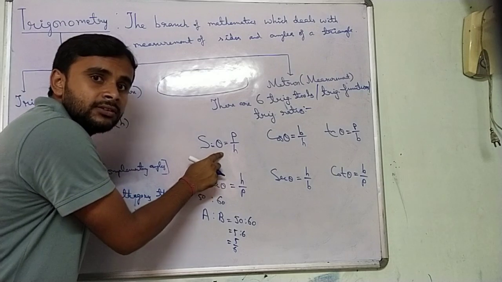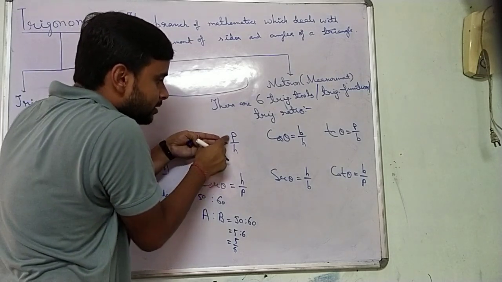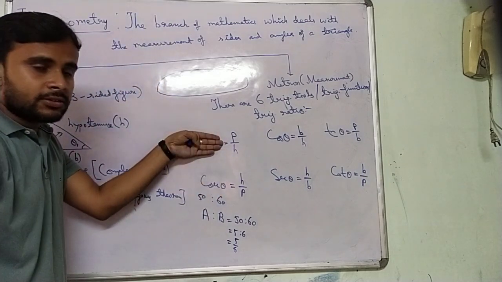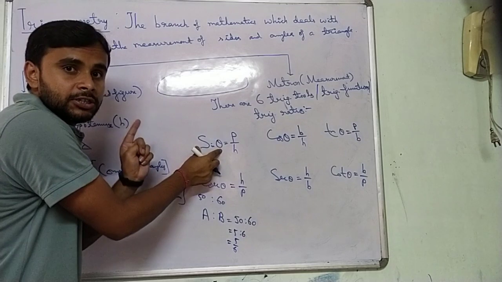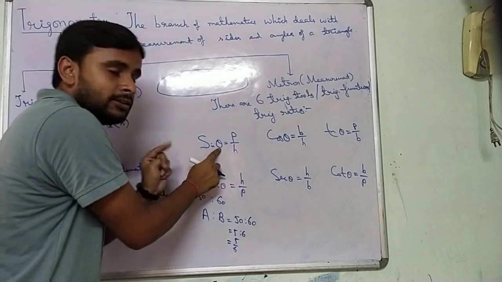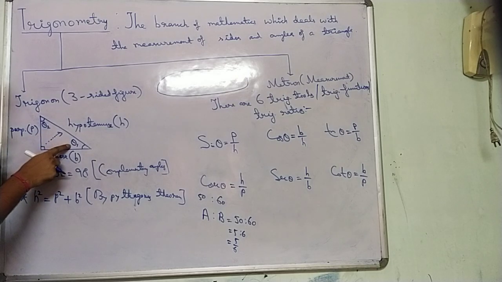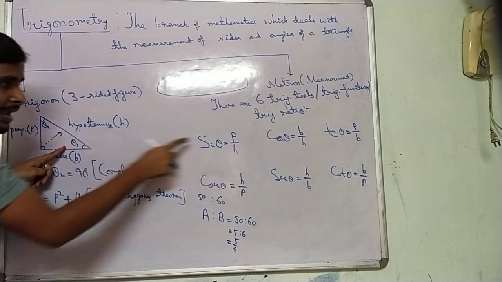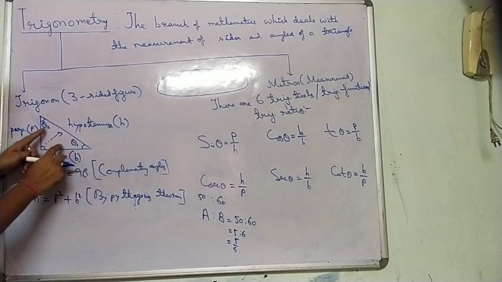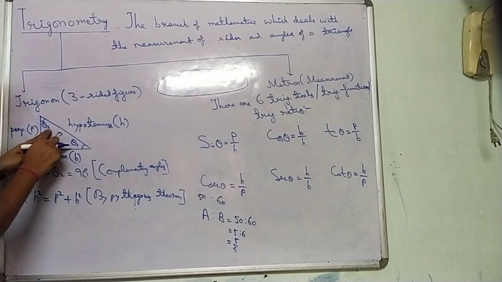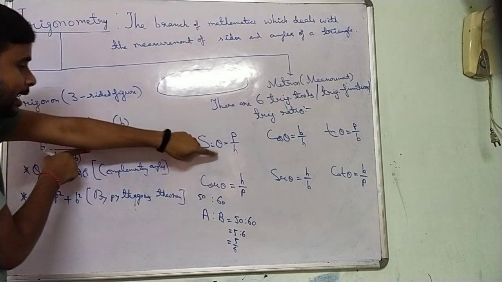Exactly the same way, what is the meaning of this function? This function is nothing but the ratio of perpendicular and hypotenuse. Perpendicular and hypotenuse ratio is termed as sine function, where this angle is the acute angle of a right angle triangle. If you take this as the angle, the side opposite to it will be perpendicular. Hypotenuse is fixed. If I take this angle in the place of theta, then the side opposite to this angle will be perpendicular, and hypotenuse is fixed.